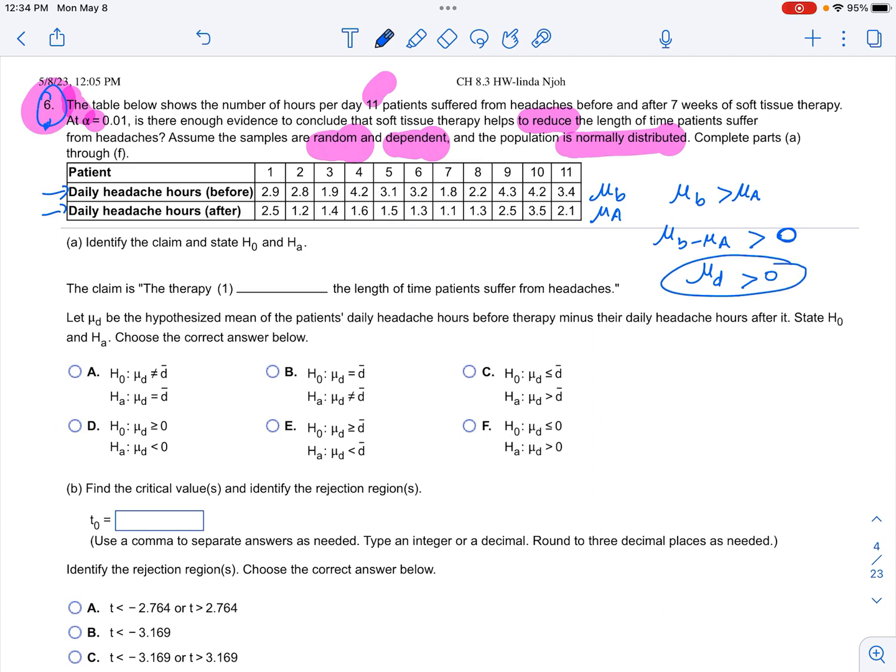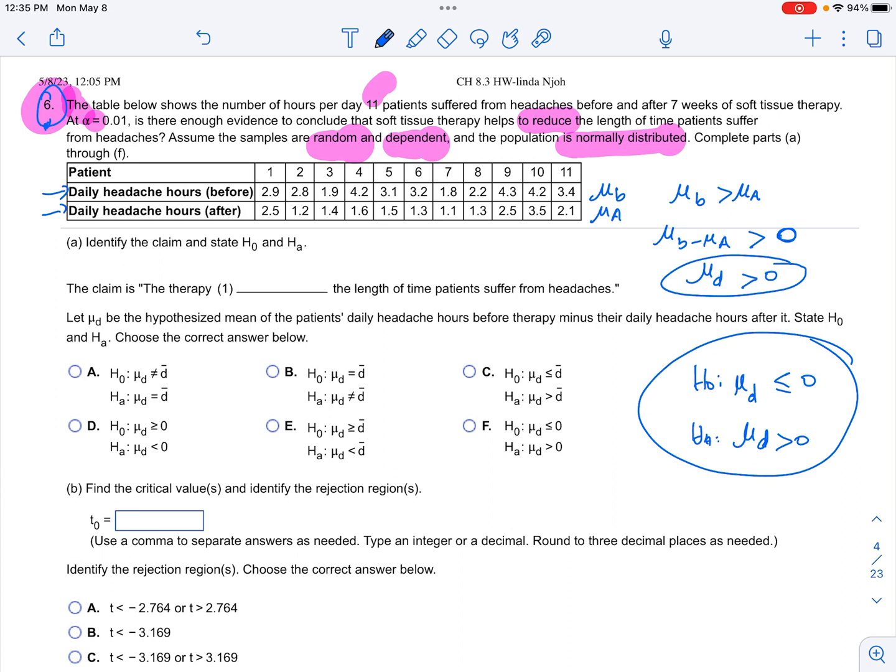So this is how we set up the null and the alternative. In this case, my alternative should look like this: mu D greater than 0. Of course, the null is going to be mu D less than or equal to 0. So this is the null and the alternative. If you need to pause the video to understand what I just said, pause the video and pay attention to what I'm saying.